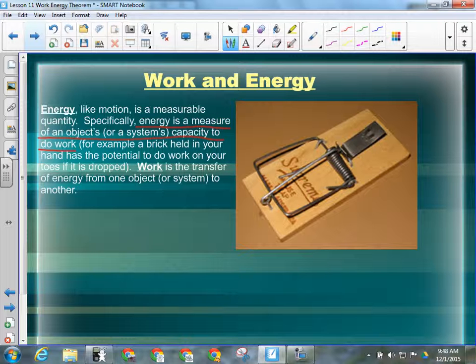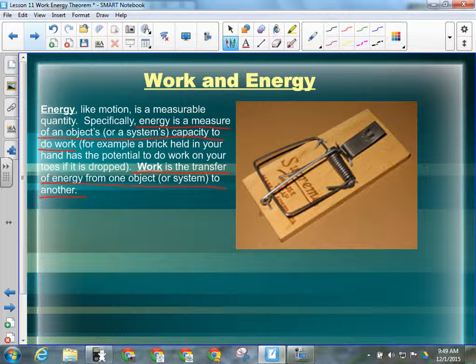All right, work is a transfer of energy from one object or system to another. Okay, how many of you have ever set up a mousetrap before? I mean, they're coming out with all new designs, but this still works. Now, this design is a prime example of work and energy being transferred around.